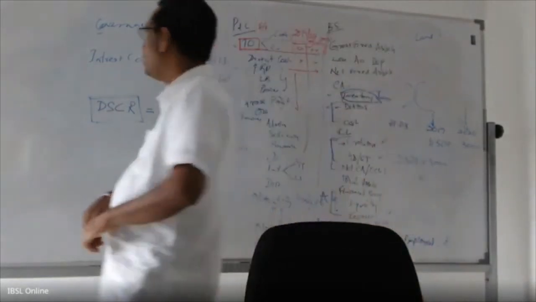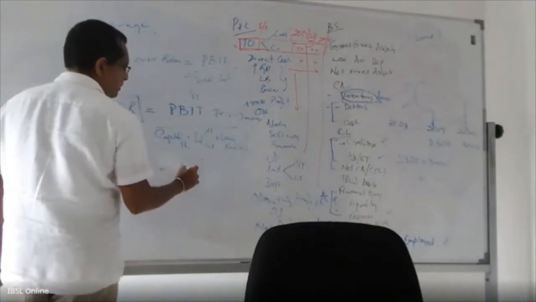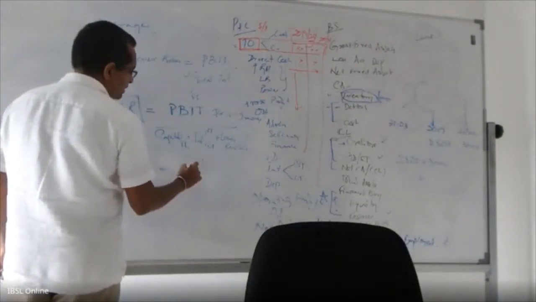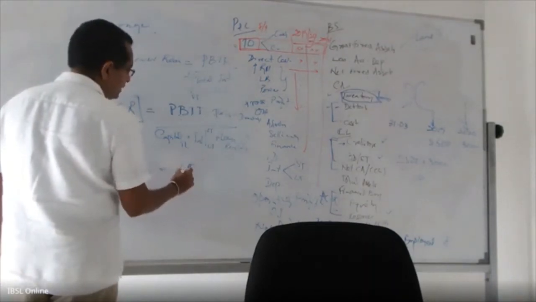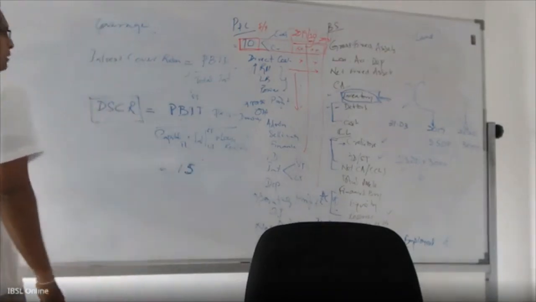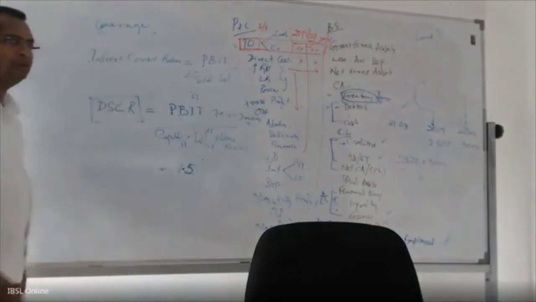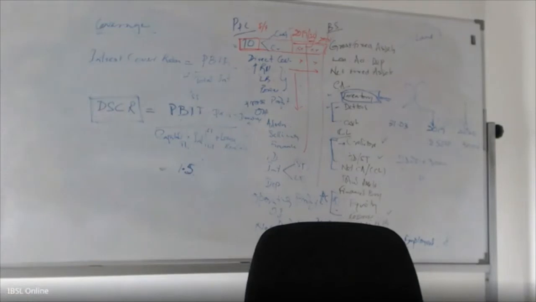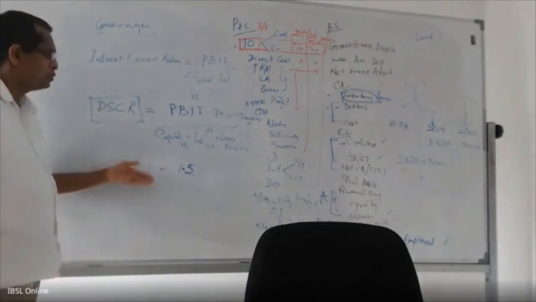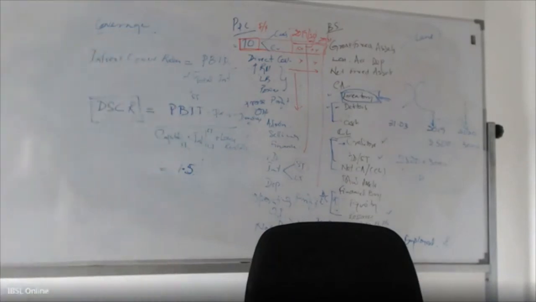Normally, this should be a minimum of 1.5 times or 1.3 times. When it is higher than 1, it allows for this. But how practical is the issue? This should be about 1.5. So this is the debt service cover ratio.